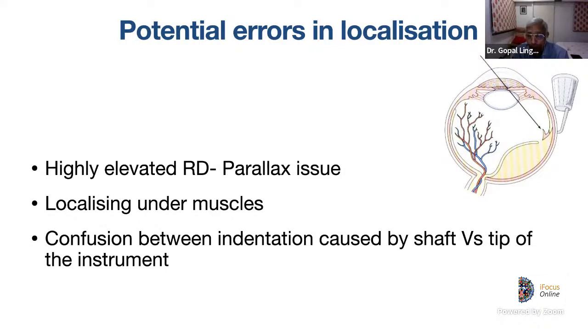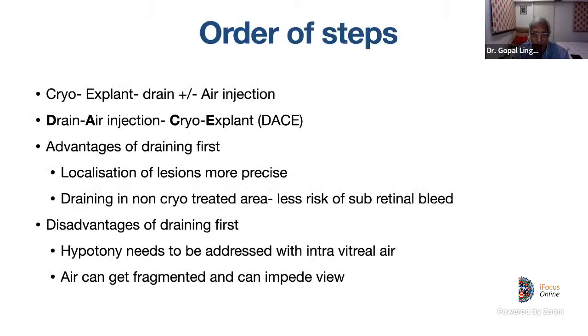Then you should move that indenter away from the sclera so that the shaft is not pressing the eyeball, but the tip is pressing on the eyeball. That is very important. Otherwise, you will localize wrongly the lesion, and then you will buckle in the wrong place. That leads to recurrence of detachment.